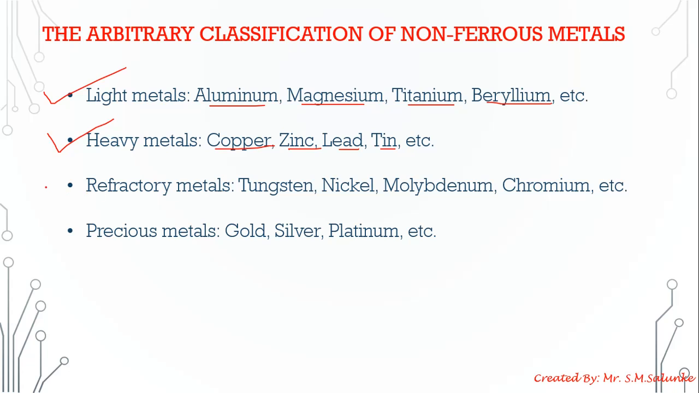Then refractory metals. The word refractory means the metals which have high resistance to heat and wear. That means they can undergo processes at very high temperature without any wear or abrasion. So examples are tungsten, nickel, molybdenum and chromium. Finally, precious metals. Precious metals are nothing but the metals that have a high value and are used for making various jewelry, etc. So these are gold, silver, platinum. So gold, silver, platinum are precious metals, which means they are used in jewelry making.